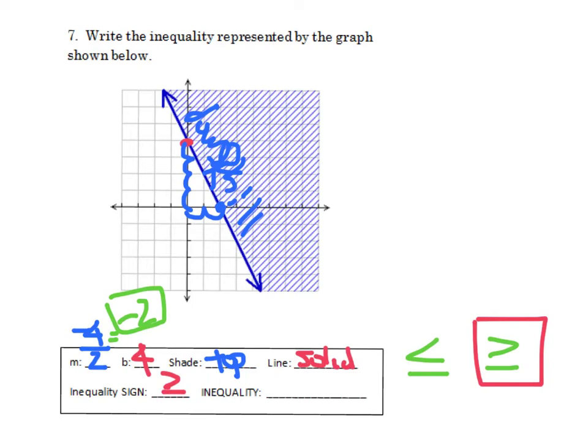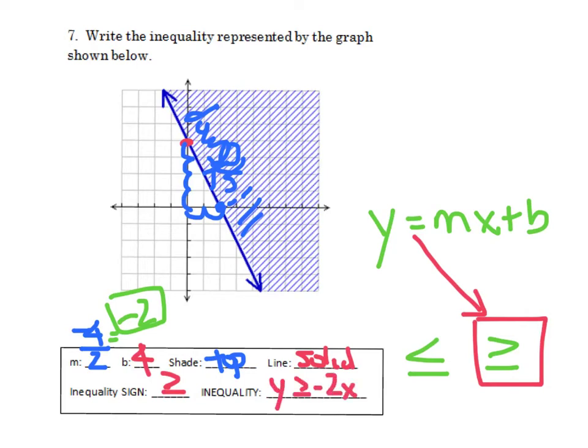If we have all the information, we can write our inequality, y equals mx plus b. But remember, instead of an equal sign, it's greater than or equal to. So y is greater than or equal to negative 2x plus 4.